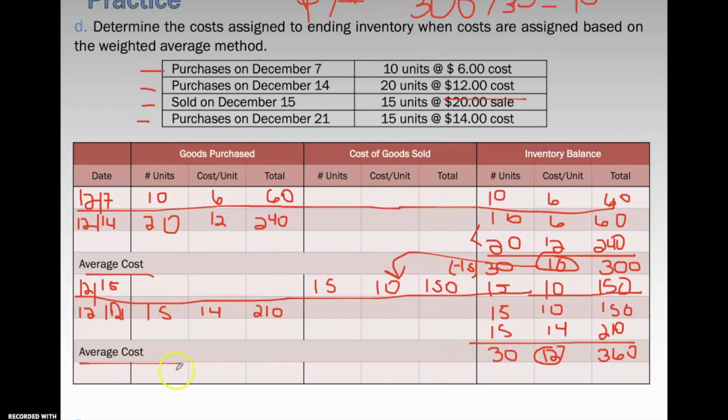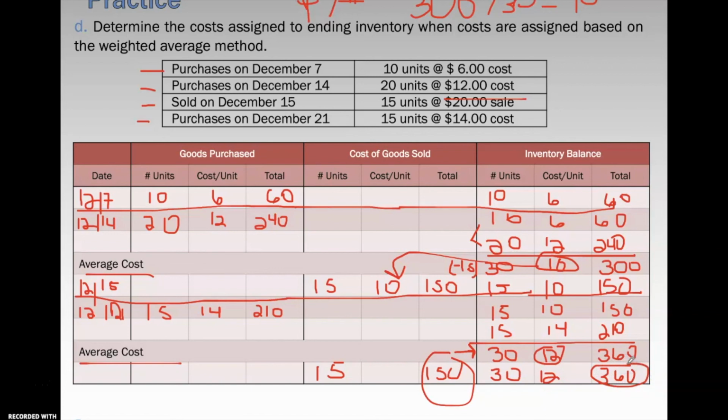Okay, so what do we have left? Well, we have 15 units as my cost of goods sold. We sold them for 20 each, but it cost us 150. That's our cost. And what do we have left? We have the 30 units right from this line right here at $12 each for a total of $360. And that's what I would be carrying over. So we want to find that number as well.